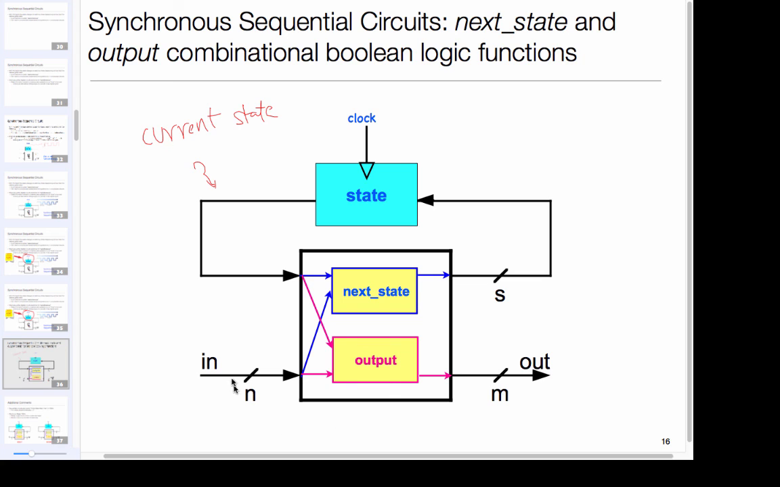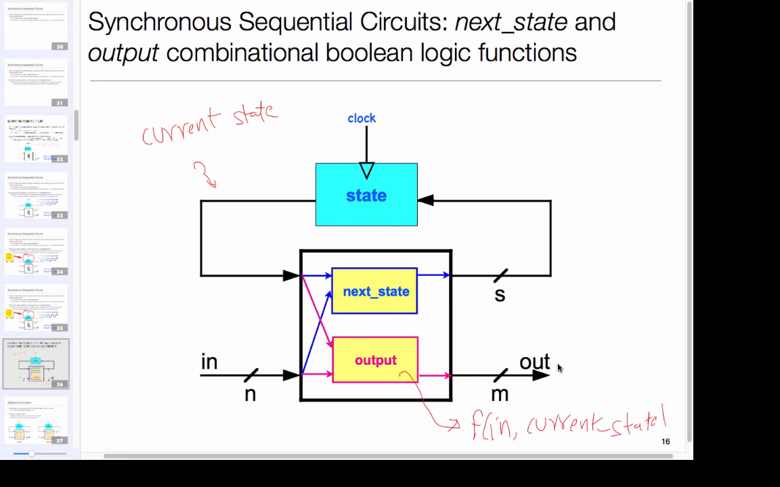Now, if my input signal changes, the effect of that can bleed into the output immediately. But my current state can only change at the clock tick, because that's how this device is designed. It only updates its state at the clock tick. So the output logic is a function of in comma current state, and that's what it is computing.